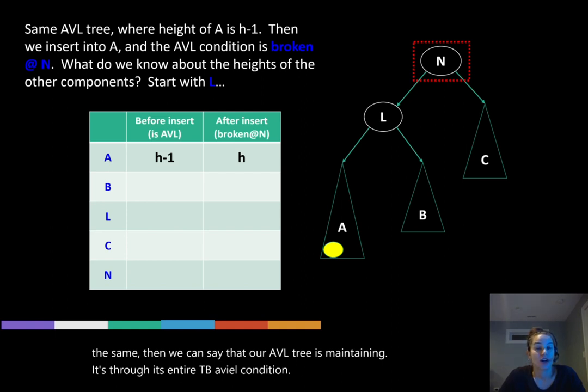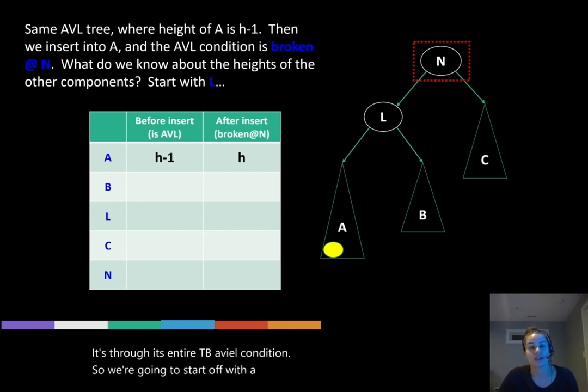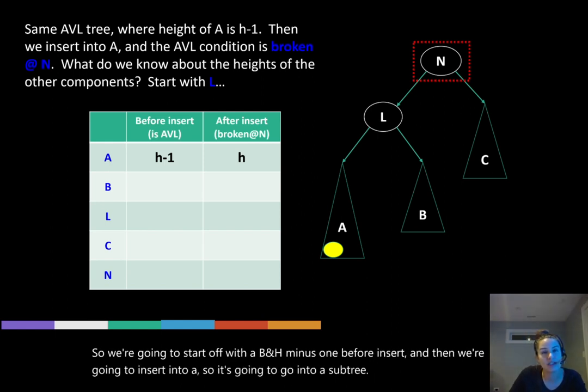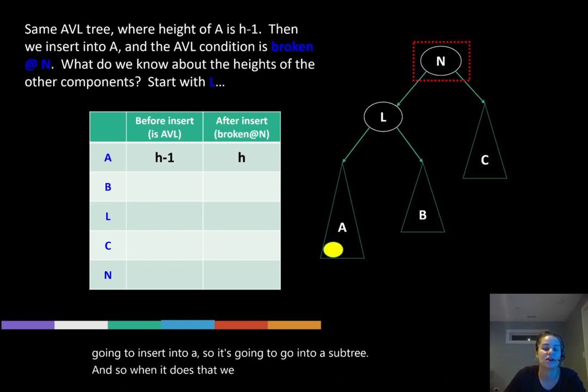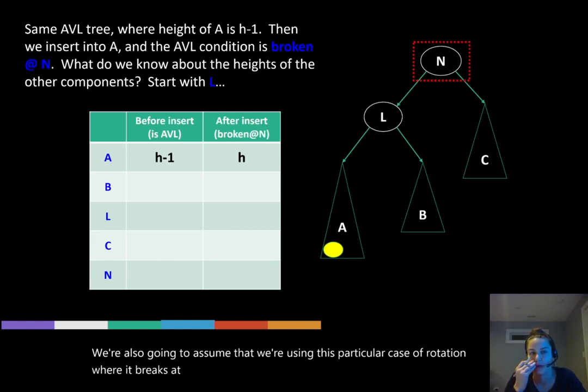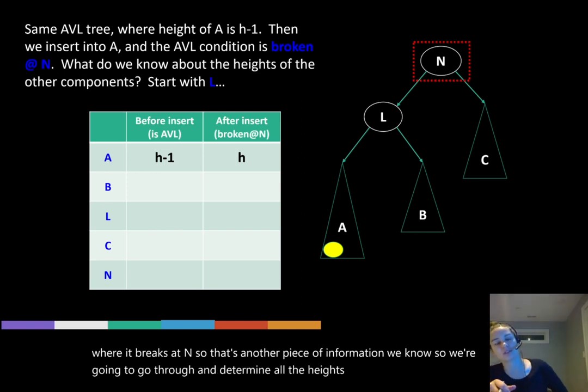So we're going to start off with A being h minus 1 before insert, and then we're going to insert into A, so it's going to go into the A subtree. And so when it does that, we know that after, the height of A is going to be h. We're also going to assume that we're using this particular case of rotation where it breaks at n, so that's another piece of information we know. So we're going to go through and determine all the heights of the rest of the components.